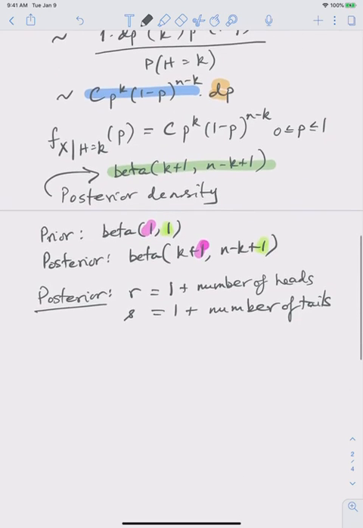So does this actually make sense? Well, what is the posterior expectation? The mean of a beta r, s is r over r plus s, and so it's k plus 1 over n plus 2, which is for large n approximately k over n.